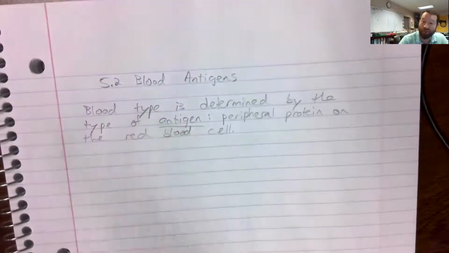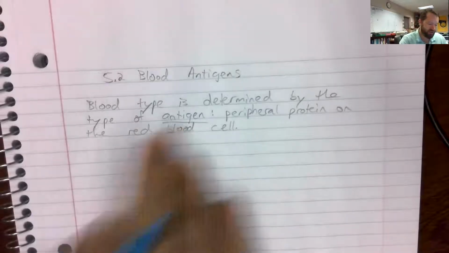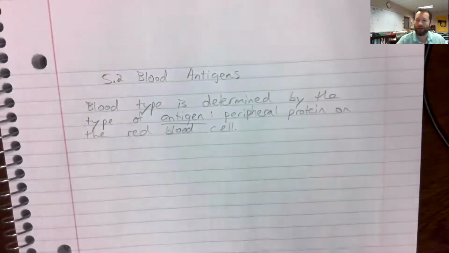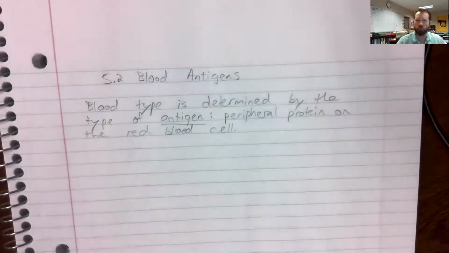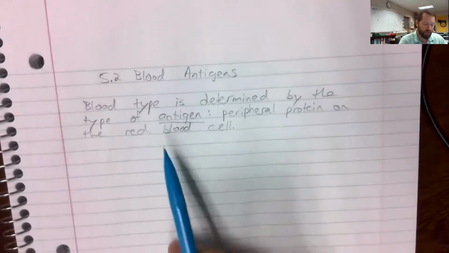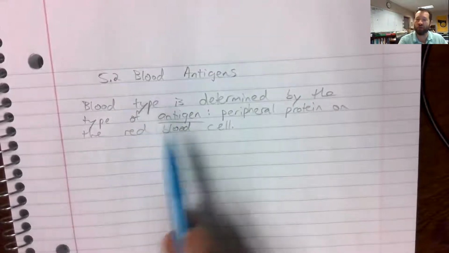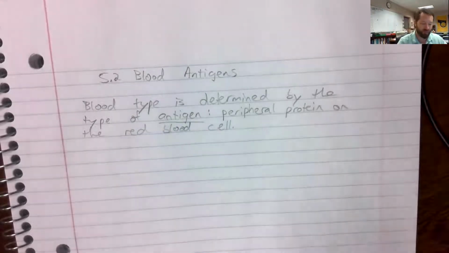Now, these are not the only antigens. There are thousands, maybe even millions of antigens on different types of cells. For example, flus, there's a lot of different variations or variants of the flu. And the biggest difference oftentimes is what type of antigen or peripheral protein they have on the side of the virus.